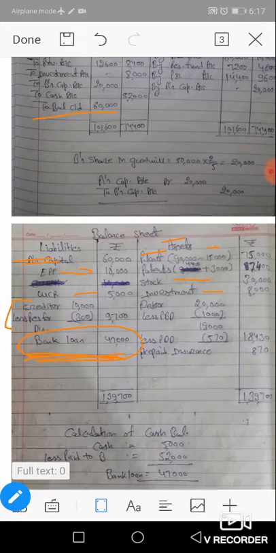Now next, debtors. Total debtors are 20,000, 1,000 in new PBD, 20,000 multiplied by 5%. Net debtors are 19,000, and minus discount 3%. So 19,000 into 3% is 570, and net debtors are 18,430 rupees. Okay, this is prepaid insurance 870 rupees. This is our current assets.